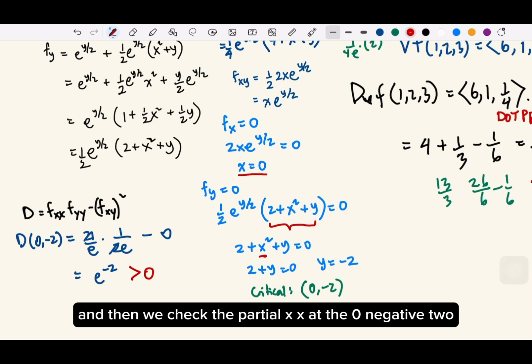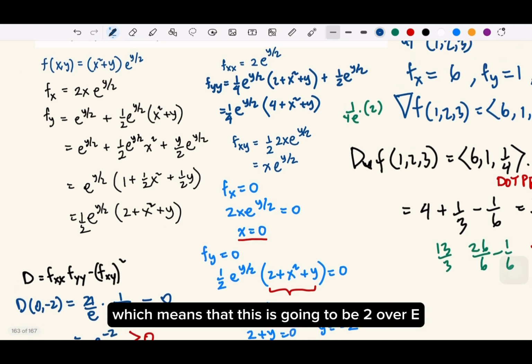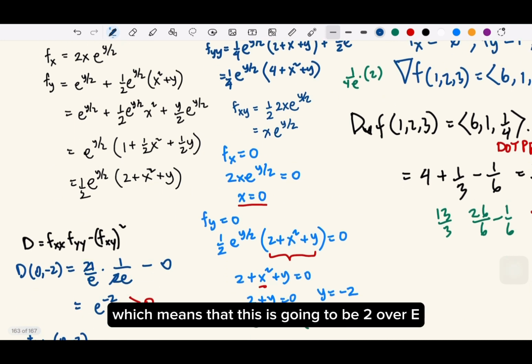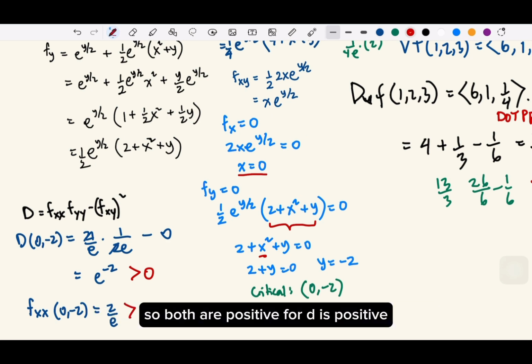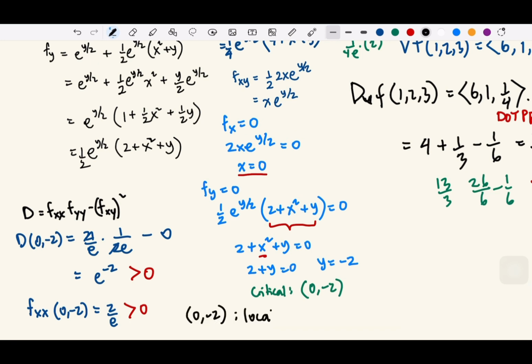And then we check the partial xx at the 0, -2, which means that this is going to be 2 over e, right? This is 2 over e, which means also this is a positive. So both are positive. D is positive, the partial xx is positive. So the point 0, -2 is a local minimum value.